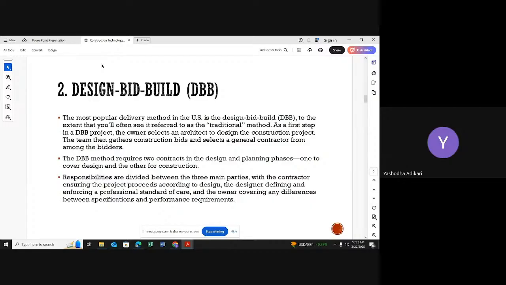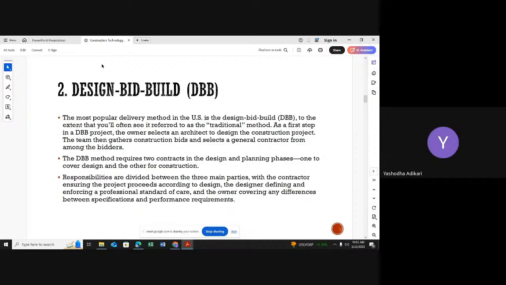As a first step in the DBB, the owner selects an architect to design the construction project. The team then gathers the construction bids and selects the general contractor from among the bidders. The same thing I explained in my previous slide. Design bid build means there are two different organizations: the first organization for the design part, the second organization for the construction part.